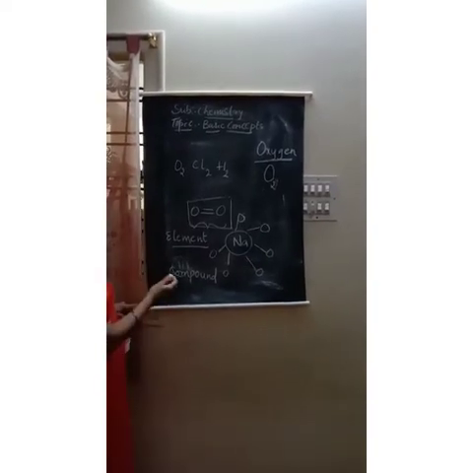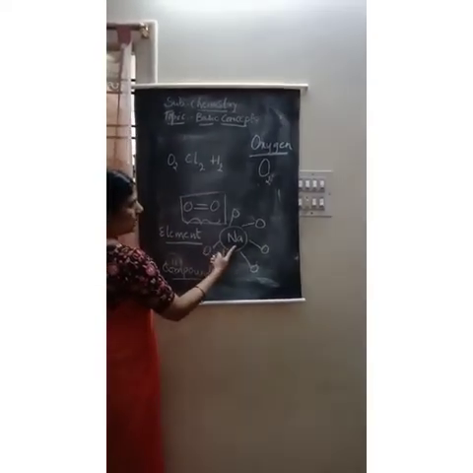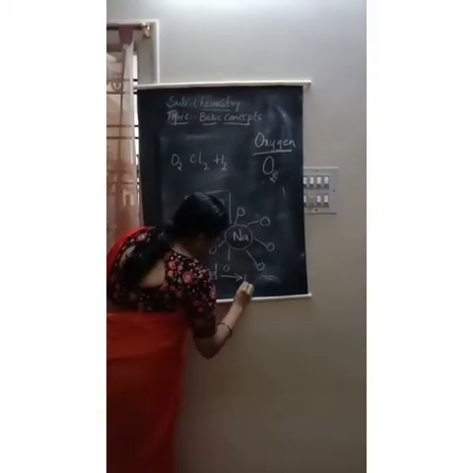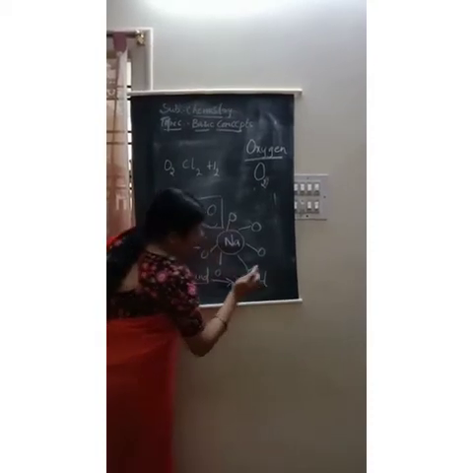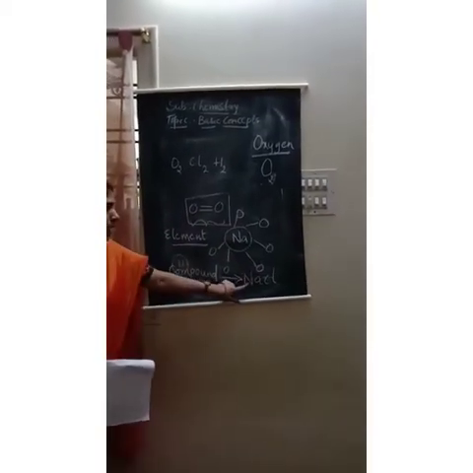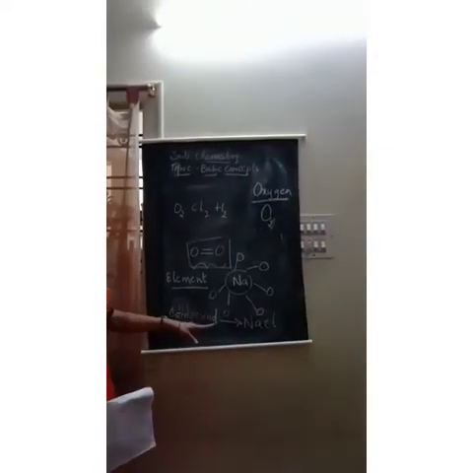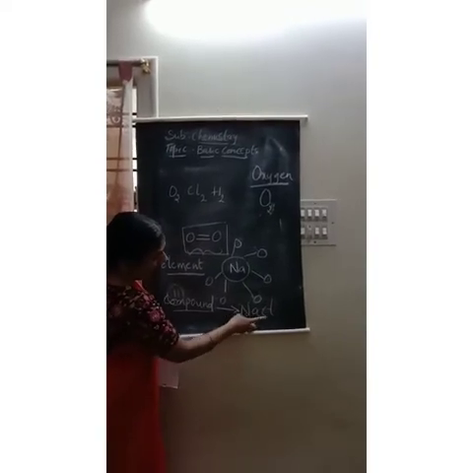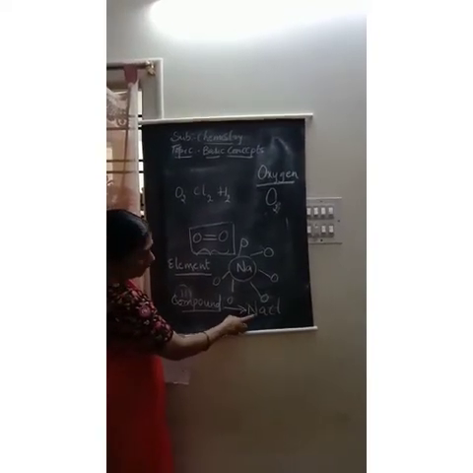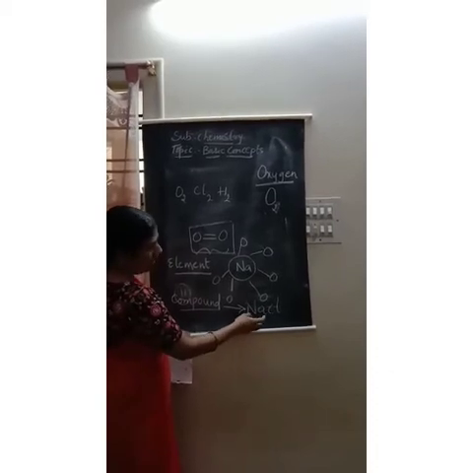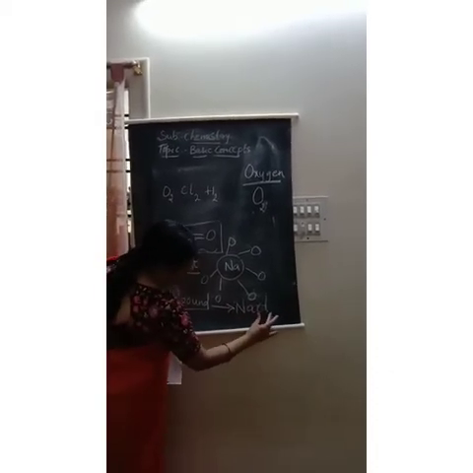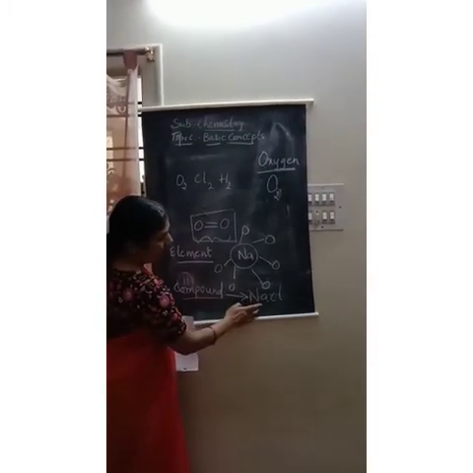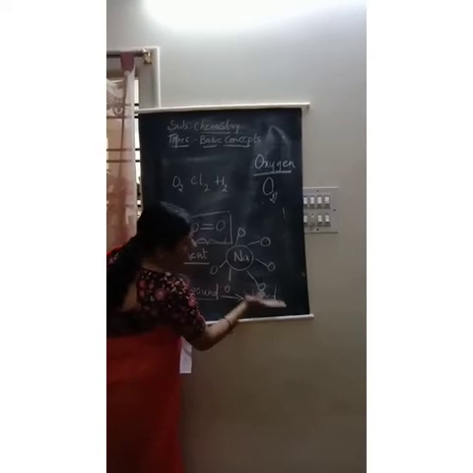What is the example for compound? See here, sodium is an element and chlorine is an element, right? So, sodium chloride. What is that, children? Sodium chloride is a compound. Why is it called a compound? Because a compound is a substance made up of different kinds of elements. Name the elements present in the compound. Sodium is one element. Chlorine is another element. Are they similar? No. So a compound is always made up of different kinds of elements.